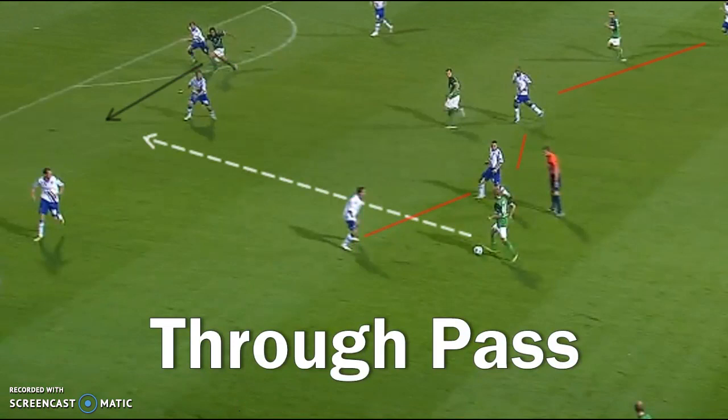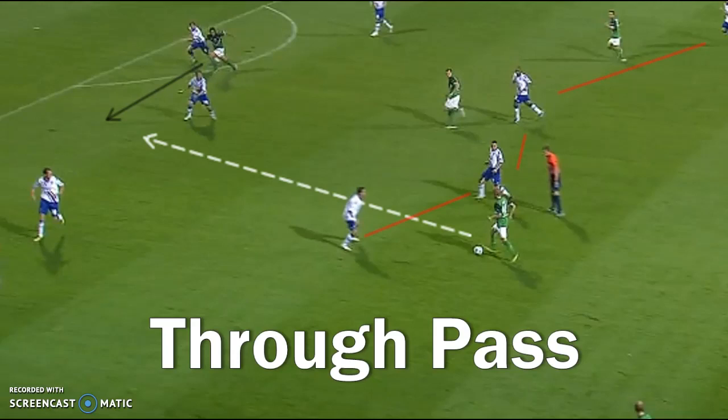Finally, we have a through pass. The through pass in soccer, also known as a through ball, is a pass sent between two back defenders, or through a gap in the defense, into open space behind the defenders and out of reach of the goalkeeper. The pass is directed to a teammate who, after first being careful to be in an onside position at the moment the ball is passed, sprints to receive the ball in the open space.